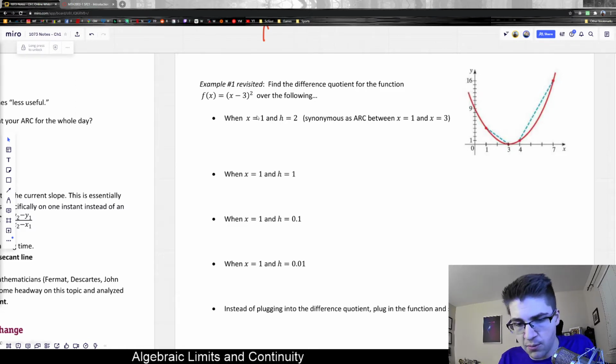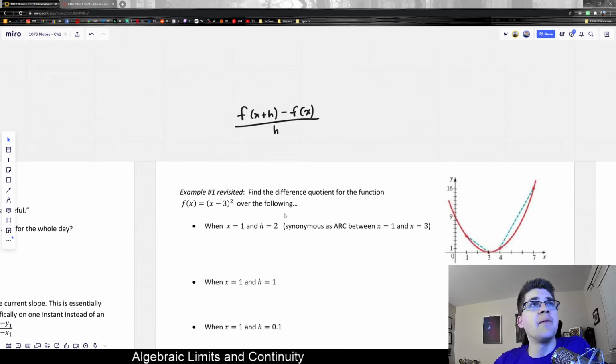I don't know why I'm using red. Let me go back to black pen. The difference quotient for any function is always f of x plus h minus f of x, divided by h. Oops, you can't see what I'm writing. There we go. So let's try using the difference quotient to figure out what happens when x is 1 and h is equal to 2.